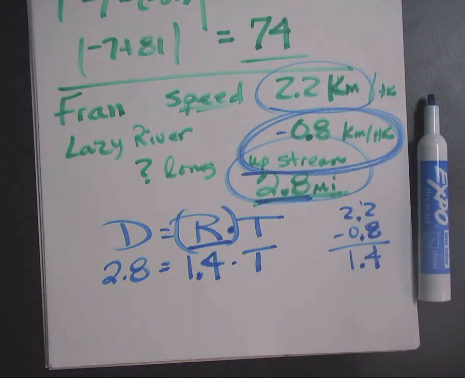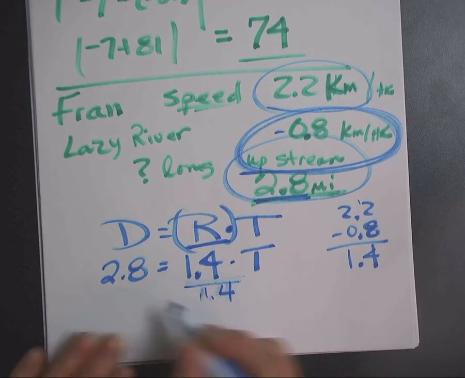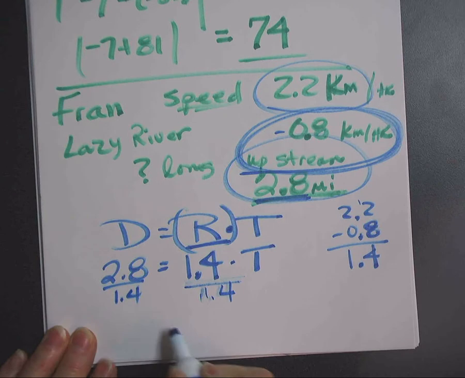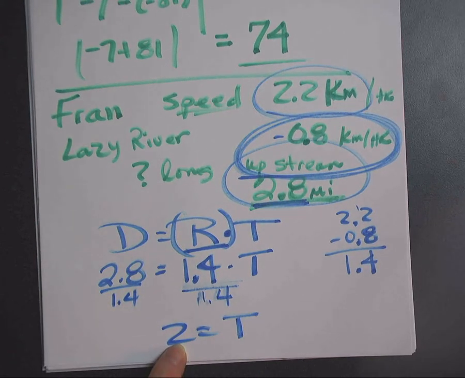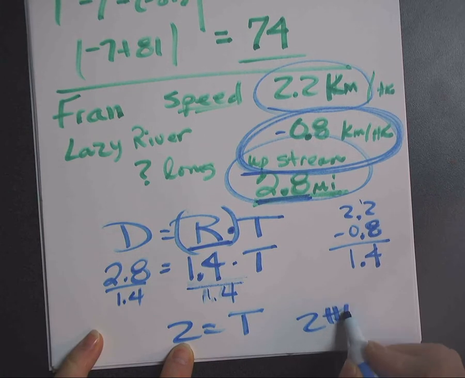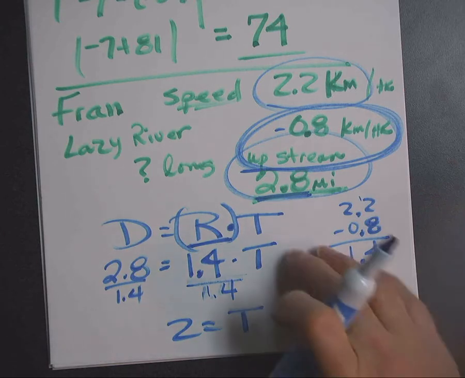So what did you get when you divide by 1.4? 2. Exactly 2? So 2 what? 2 hours. Yeah, 2 is time, so 2 hours, right? Okay, so that's how long it'll take her. 2 hours.